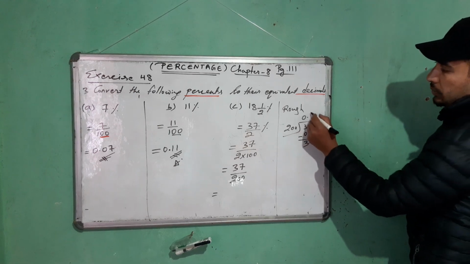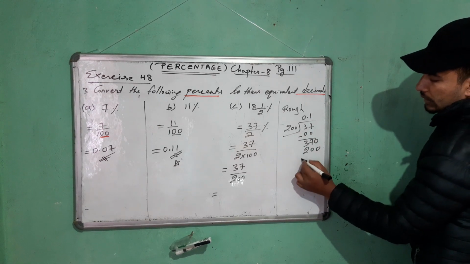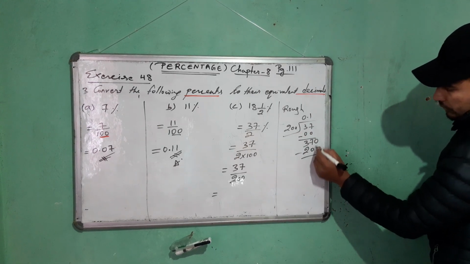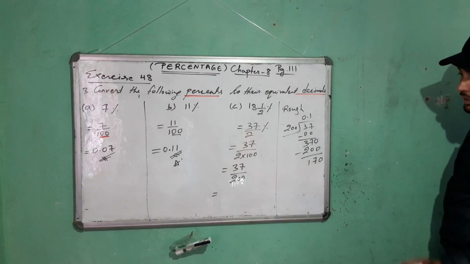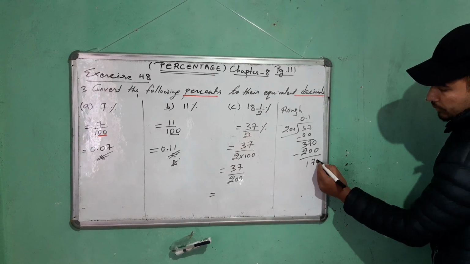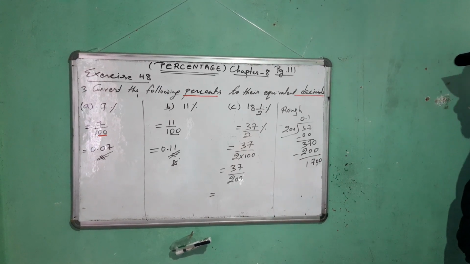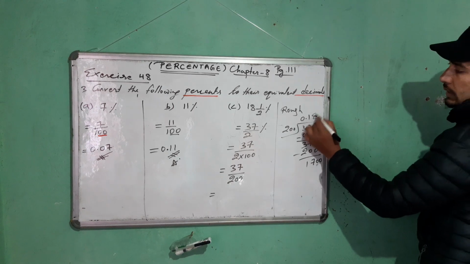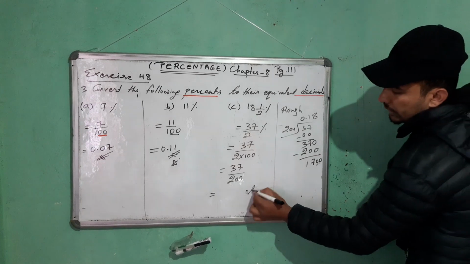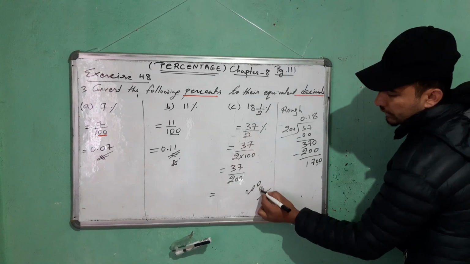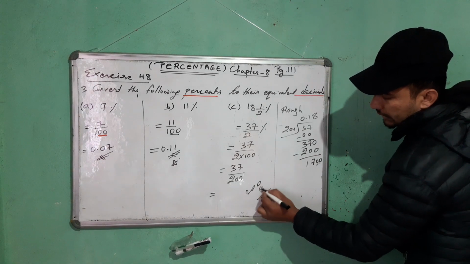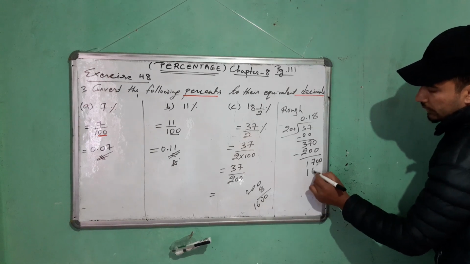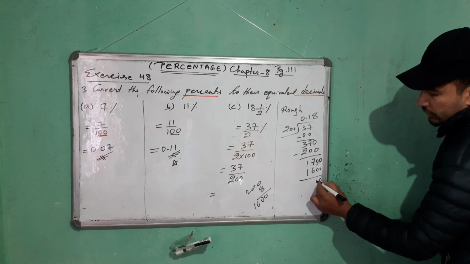So 200 ones are 200. Subtract it, 0, 7 and 1. Again you put one more 0. 200 8s are 1600. Subtract it, 0, 0, 1.